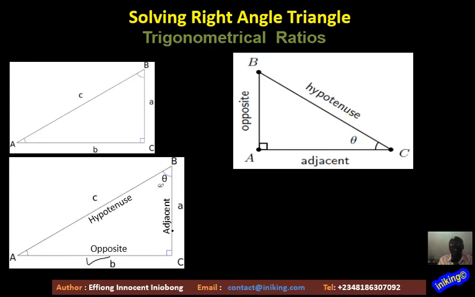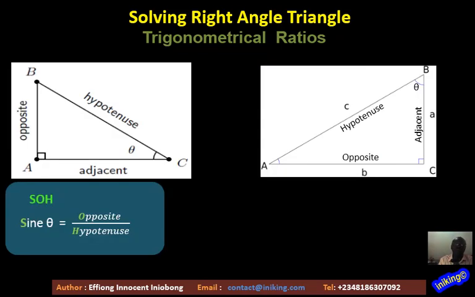These are the basic trig ratios. Others are formed out of these 3. So first we look at the sine. What is the definition of sine? The sine of an angle is simply defined as a ratio of the opposite side to the hypotenuse side.